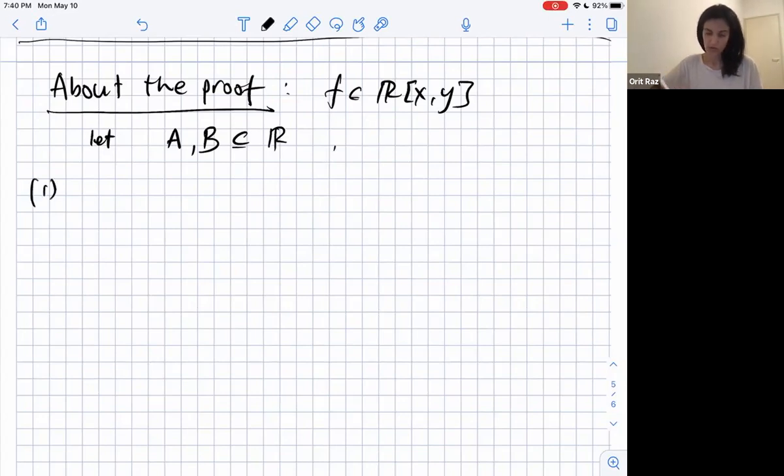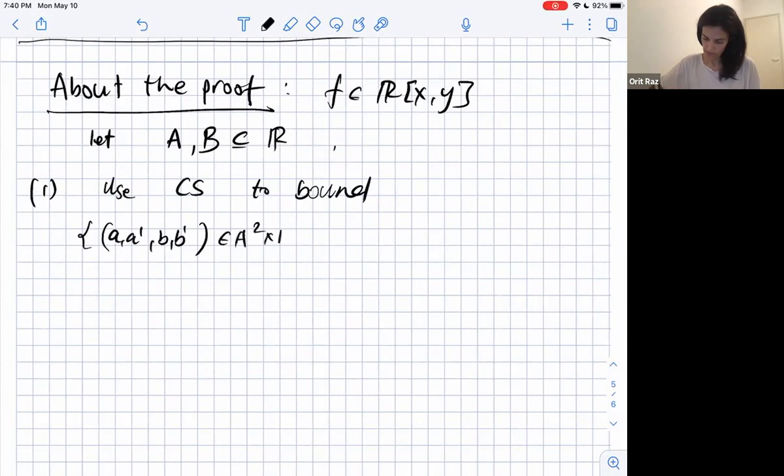So the first step was to use Cauchy-Schwarz in order to move to, so use Cauchy-Schwarz to bound. So instead of trying to lower bound f(A, B), we will try to upper bound the number of solutions A, B, A', B' such that f(A, B) equals f(A', B').